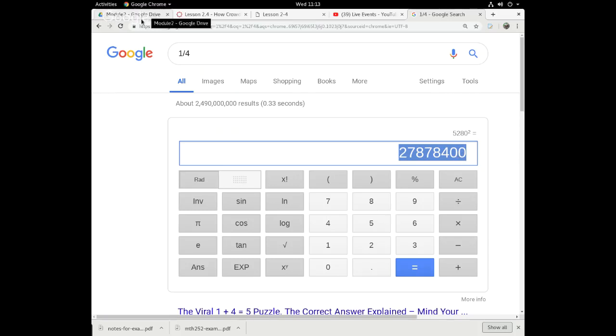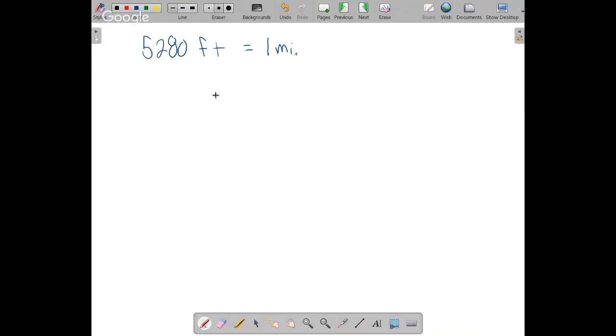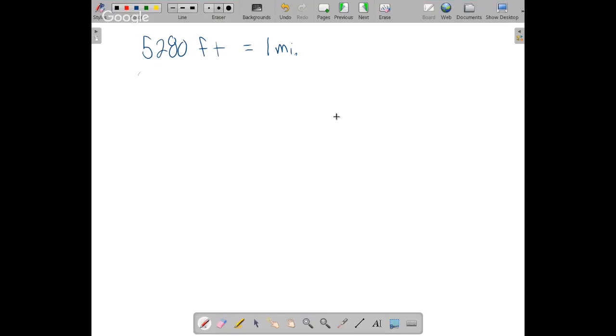Can I copy it? Let's see what happens here. Doesn't paste in. Okay, so let's see if I remember that right. If I square that number, I got, darn it, 2 million. No, 27 million. Okay. I got it this time. So 27,878,400 square feet live in 1 square mile.